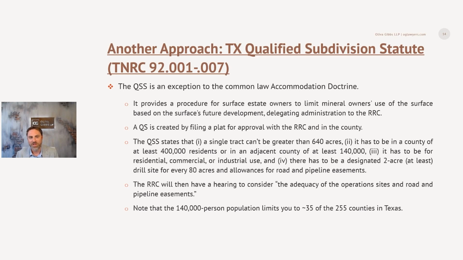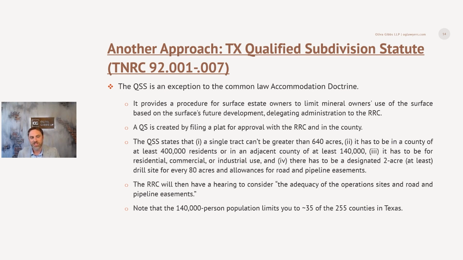So another kind of interesting sidebar in Texas law that's not talked about a lot is what's known as the Texas Qualified Subdivision Statute. And this is kind of an exception to the common law accommodation doctrine. It provides a procedure for surface estate owners to limit the mineral owner's use of the surface based on the surface's future development. And it delegates administration of this to the Railroad Commission. So basically it's a statutory mechanism to do exactly what I was saying earlier that you can't do under the accommodation doctrine, which is use it as a sword instead of a shield and get somebody to bless it on the front end and say, yes, this is reasonable accommodation. We're going to allow this to proceed.